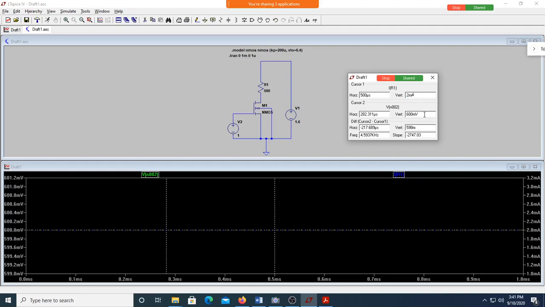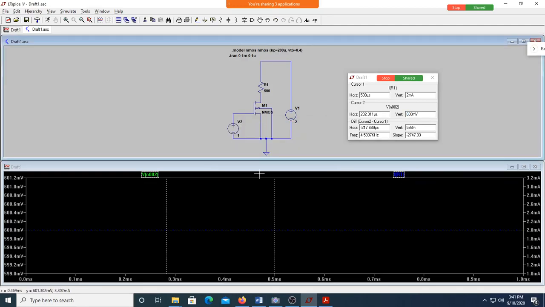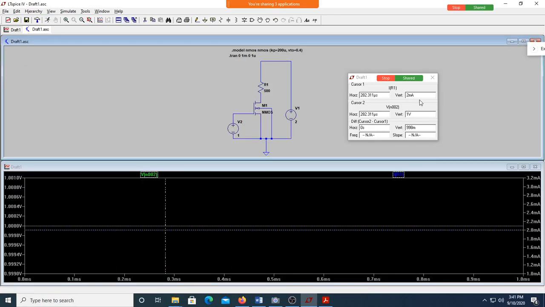Is the current 2 milliampere? How much is VDS? 600 millivolt. Correct? Yes, sir. If I keep it 2 volt and run it now, is the current still 2 milliampere? Yes, this is 2 milliampere, no? Yes, sir.